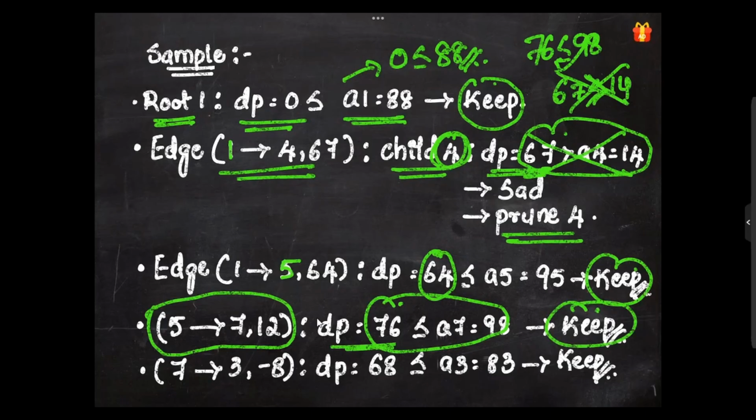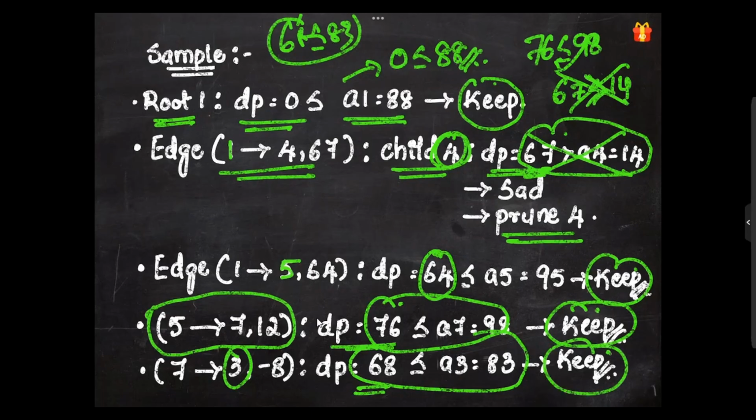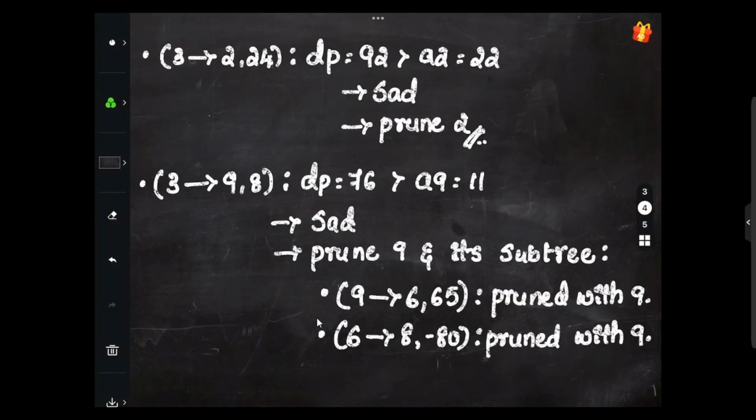7 3 comma minus 8, so this one will be 68. 68 we'll check with the a3, this one 3, right? So child 3 basically. Now we'll check whether 68 is less than or equal to 83. Yes it is, right? So again we will be keeping this one. So this is fine. Next, we will go with 3 to 2 comma 24. Child 2 we will be considering here.